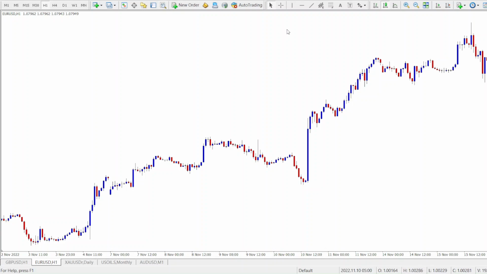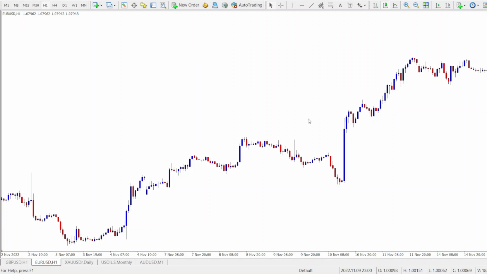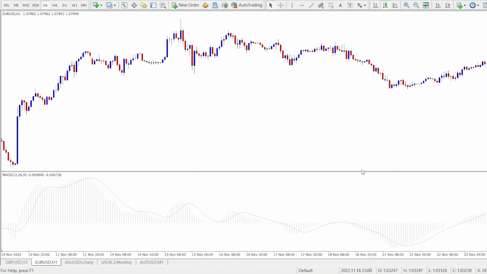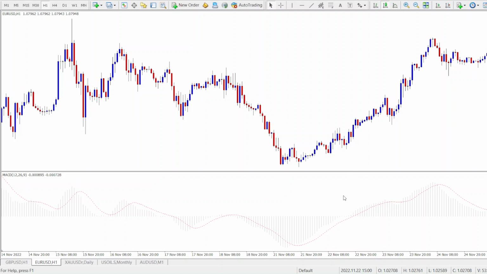Now, if you are new to the MACD, it stands for Moving Average Convergence Divergence. It's designed to help you spot changes in momentum, and I'm just going to be adding the MACD to our chart right now. As you can see on the screen, it consists of the MACD line and the histogram bars.